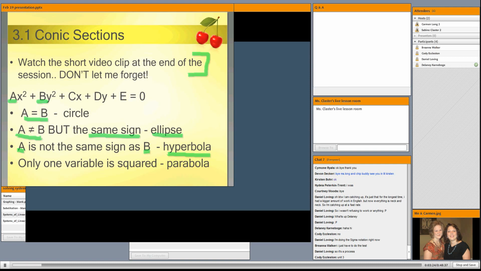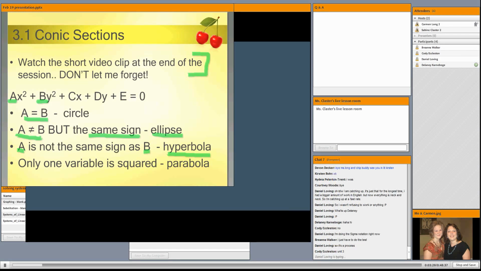You don't even know what a hyperbola looks like yet, and I'll show you. And if only one variable is squared, so if A doesn't exist or B doesn't exist, I should have said it this way: if A equals 0 or B equals 0, then it's a parabola. There you go.